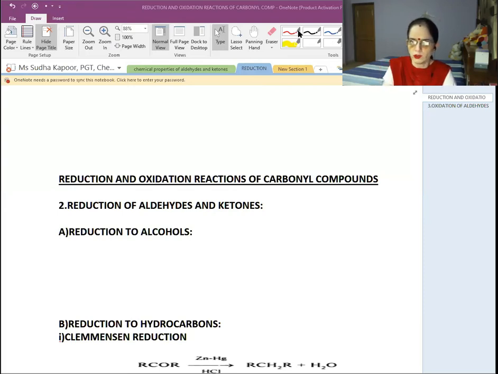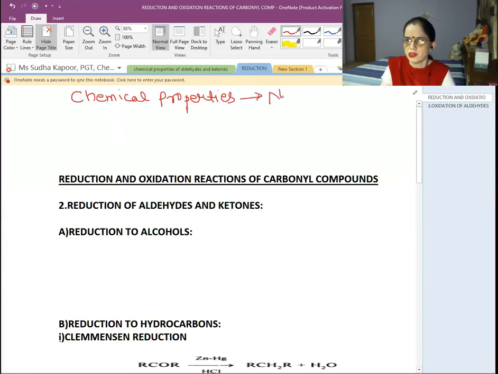The chemical properties, as we have discussed, are divided into 5 categories. The one that we did in lecture 5 was the nucleophilic addition reaction followed by elimination reaction.